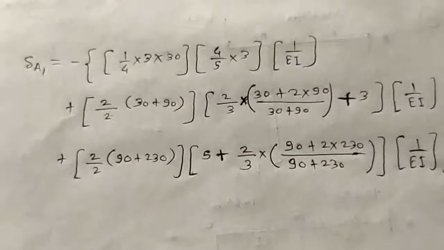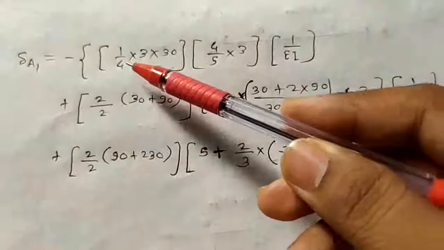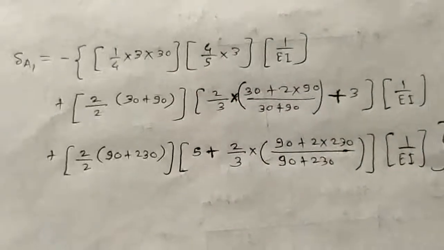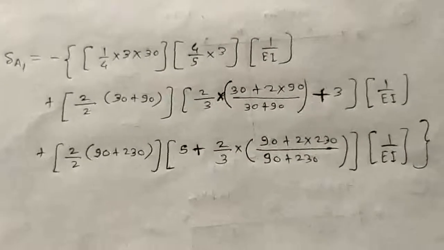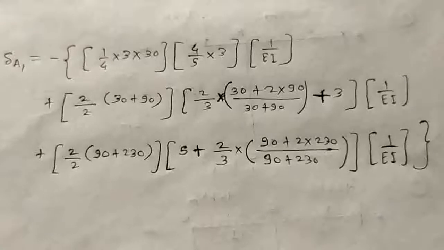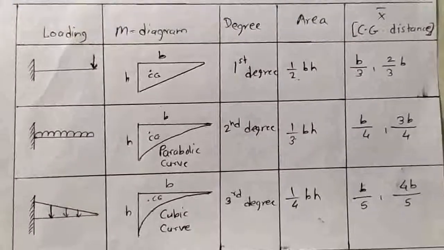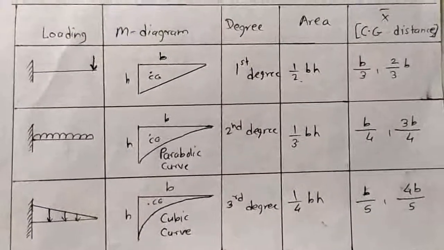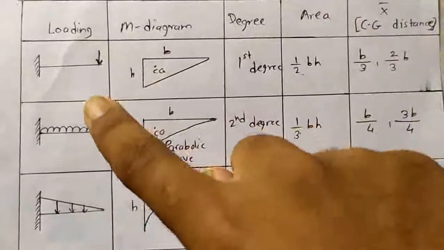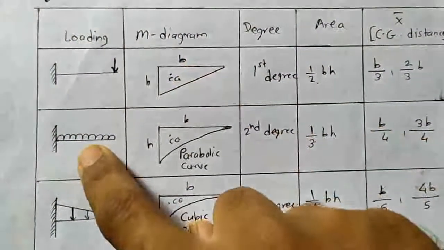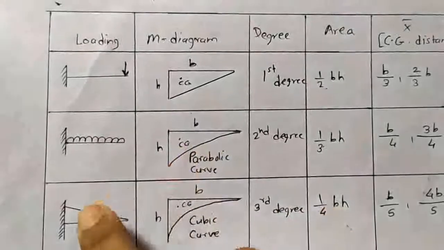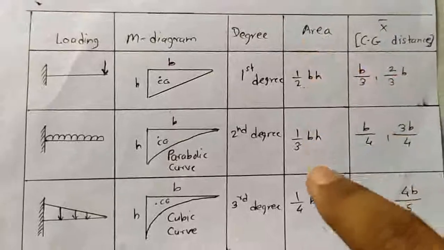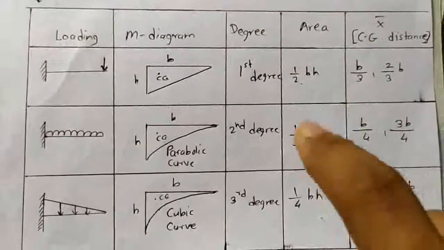Here first of all there is a cubic curve. For a cubic curve, the formula is 1/4 of base into height. For this part I will come to another table, which I had already discussed in the introduction of the consistent deformation method. For a point load we get a triangular bending moment diagram. For UDL we get a parabolic curve. For UVL, uniformly varying load, we get a cubic curve. For these, the formulas for area and centroid distance are different.